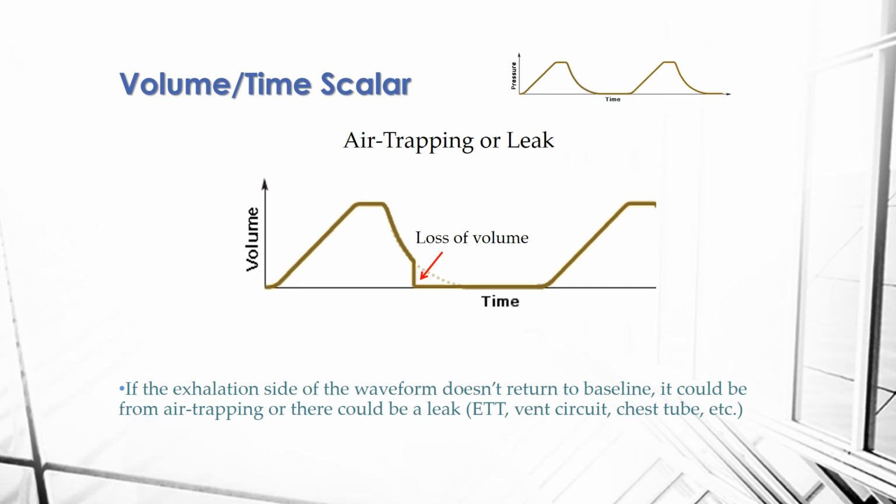And it doesn't just disappear. It's got to go somewhere. Whether you find it or not is another story. But by looking at this graph, you can say that there's a leak somewhere. It might be in the ET tube, the circuit. There might be a chest tube or something else.